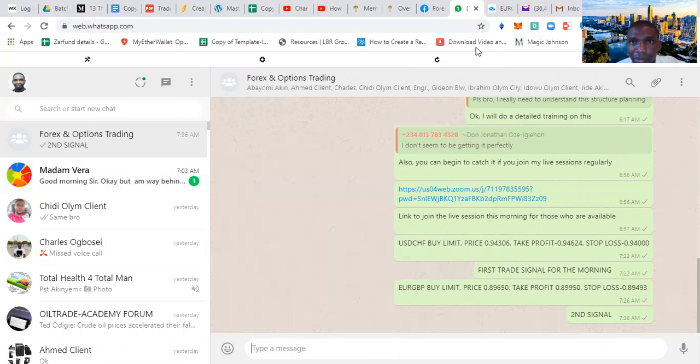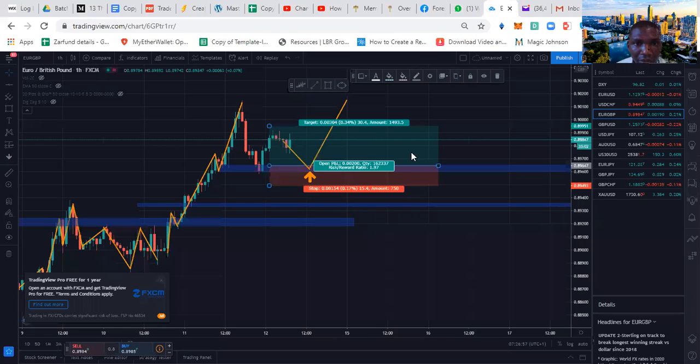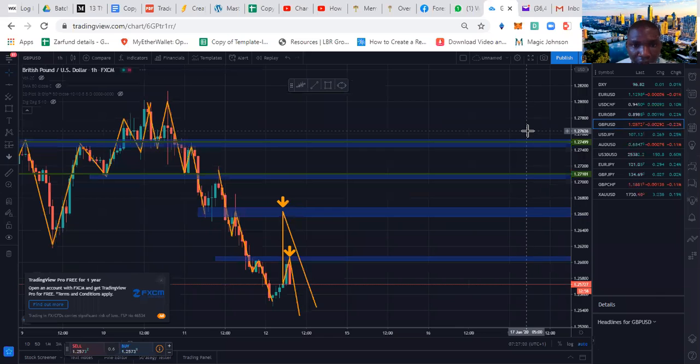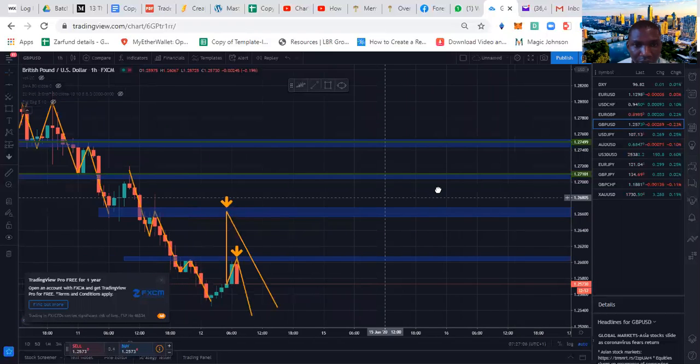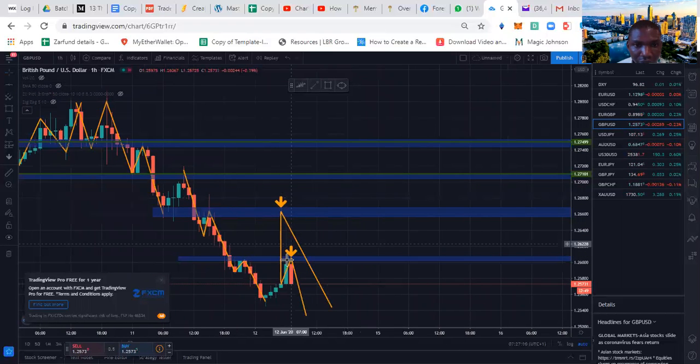Okay, so let's go to GBP USD. Oh boy, GBP USD already took off. It already hit the zone where we've set and started coming down. All right, but let's still set it. It's possible it can still come back over here, because you know how GBP does. So let's set this one too.